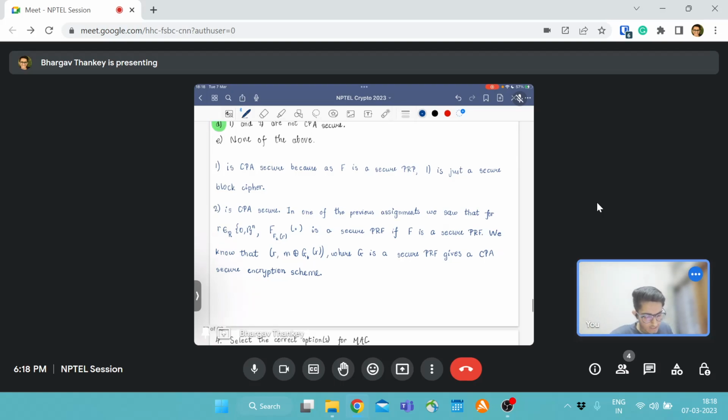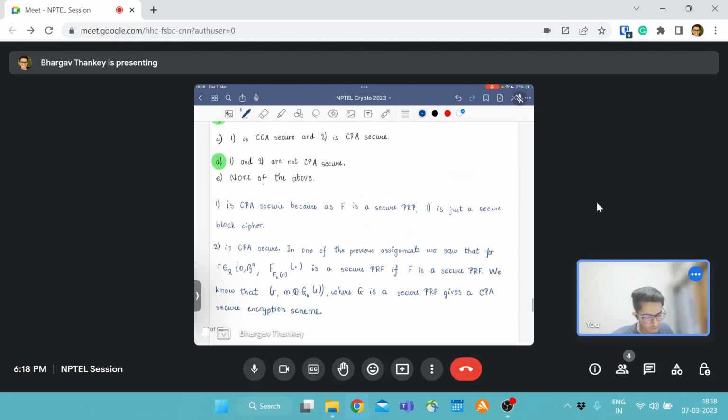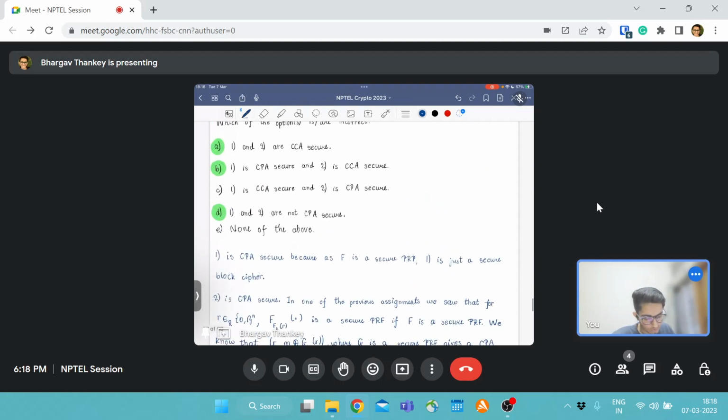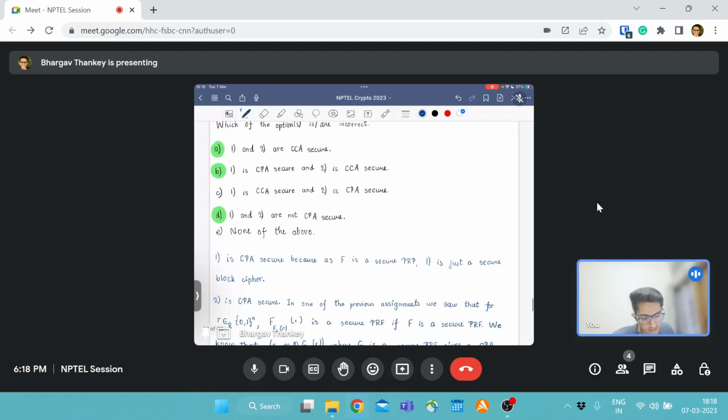So both 1 and 2 are CPA secure. So that already rules out, that already tells us that options B and option D are incorrect.